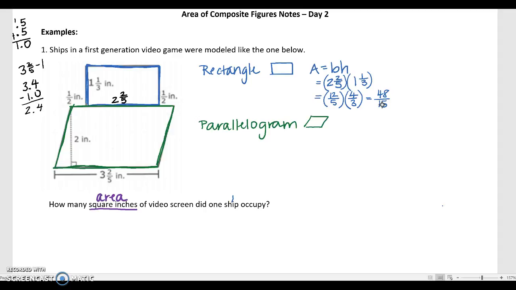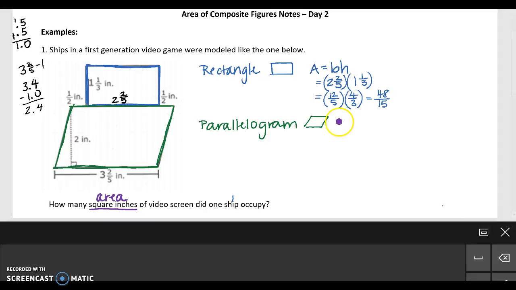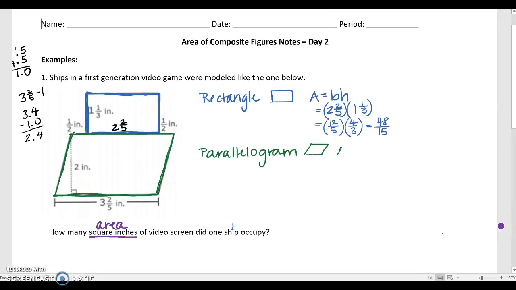So I'm going to go ahead and leave that here because I know to find the total, right? I want the total area of the ship. I'm going to have to add this rectangle to the parallelogram. So let's just keep it as an improper fraction for now to see what we're dealing with the parallelogram. So now I'm going to look at my formula chart, and I see on the formula chart that area equals base times height for a parallelogram as well. So I'm looking at the base here, so 3 2/5 times the height. Now remember, height is always going to be at a 90-degree angle, so times 2.